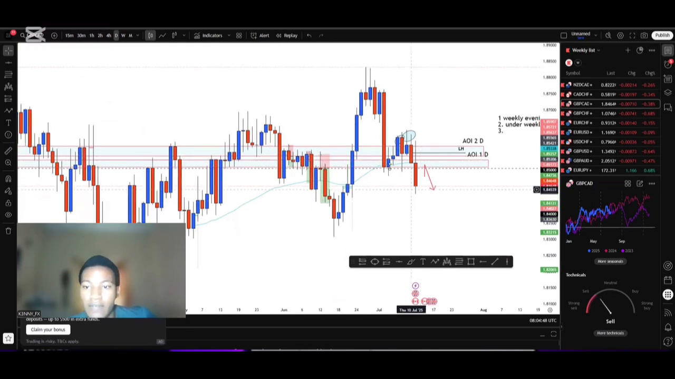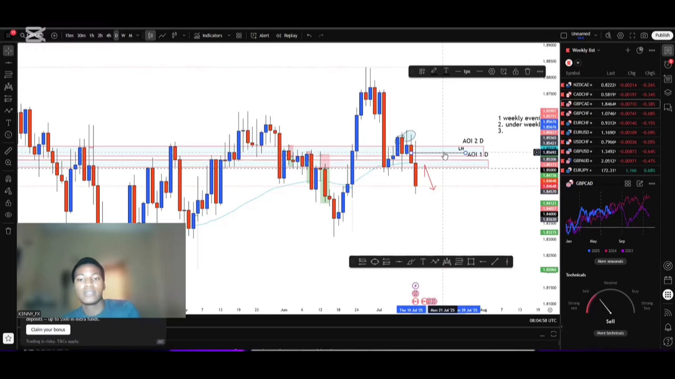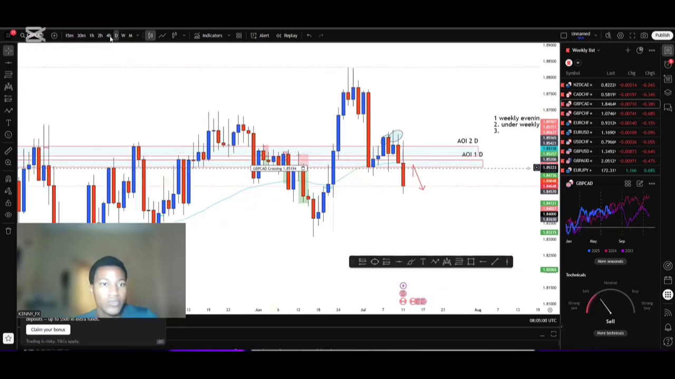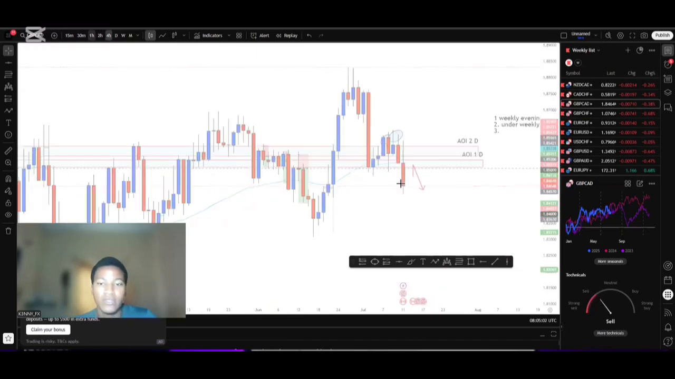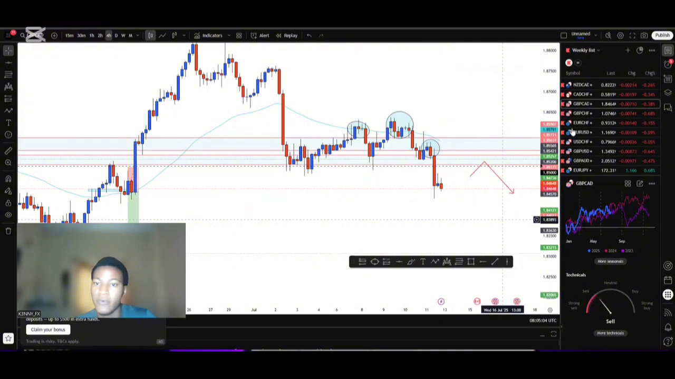Also, do we have a round psychological level? No, we don't have a round psychological level in this zone, so we can delete this. So that's basically what we're waiting for, just a pullback to sell, as I've said before.